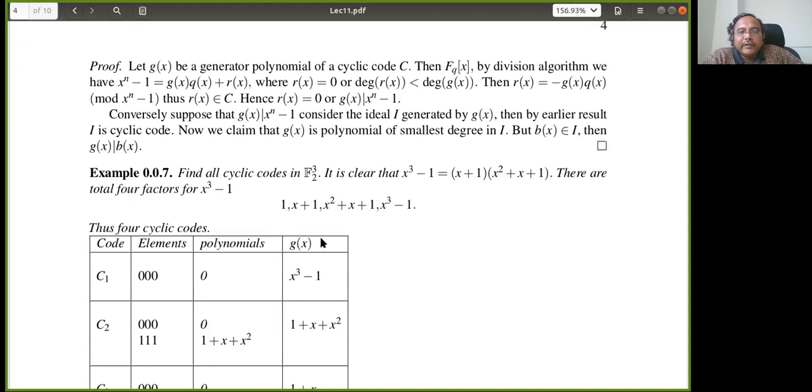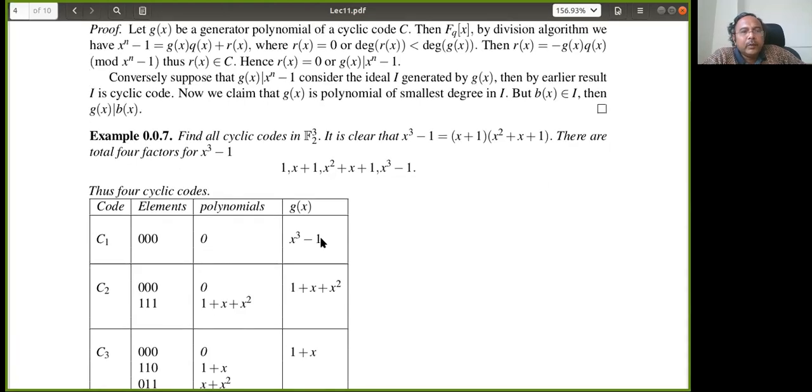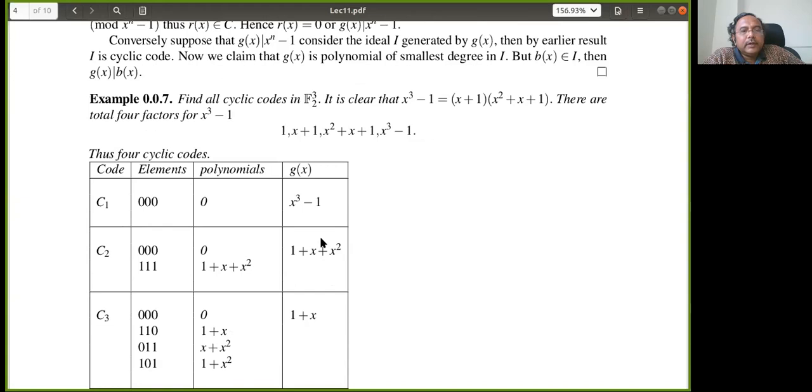Now I am telling you that each divisor will give exactly one cyclic code, right? Okay, let us understand one by one. So first, my g of x, the generator polynomial, is the entire x cube minus 1. If I take the entire x cube minus 1, I'll tell you later, this will give exactly only one code, that is the trivial code 0, 0, 0. It is a cyclic code. Okay, not much.